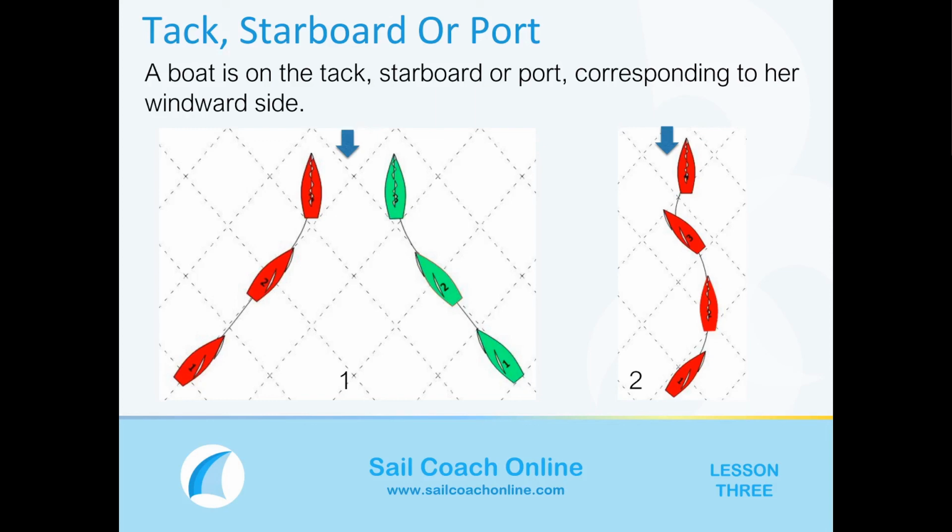In the second diagram, you'll notice that in position 1 down at the bottom, the red boat is on port tack. Position 2, she's head to wind, her sails are luffing. In position 3, she is on starboard tack. And in position 4, her sails are luffing again. When your sails are luffing, you have no rights. You're on neither port or starboard tack.